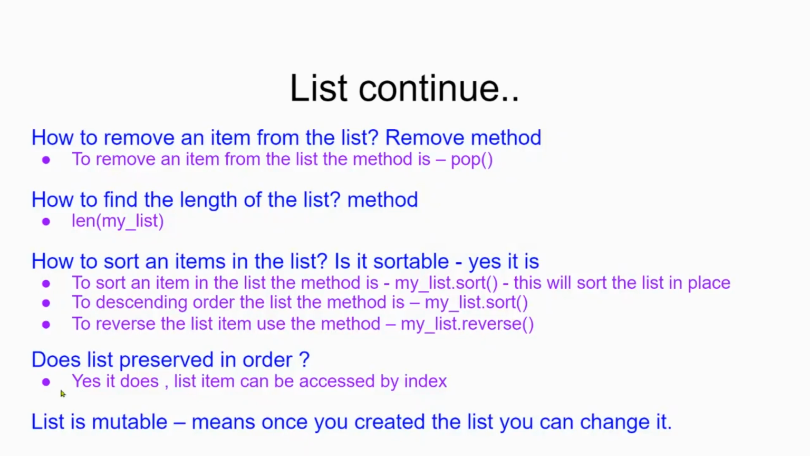And the list preserves order, yes, I mean, it does. You can access any item with the index number, and in that case it's very fast, it goes straight there like an arrow. A list is mutable, which means if you create the list, you can change it, compared to a tuple, which is the type where once you create it, you cannot change its value.